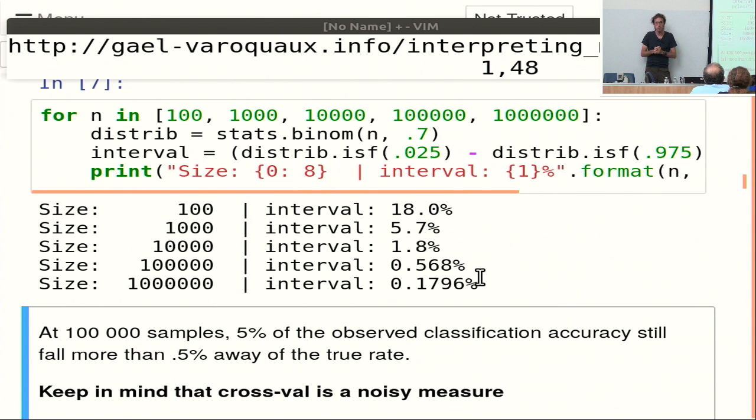Any questions on this? So does this apply for all kinds of classifiers? Yeah, this is completely unrelated to the classifier. I didn't put any model of the classifier.